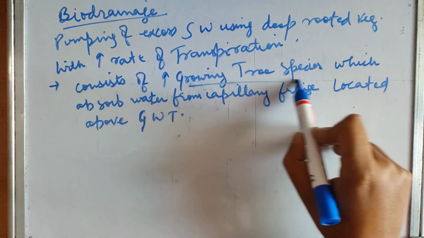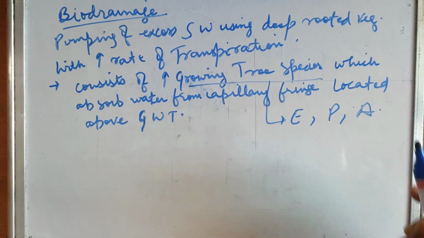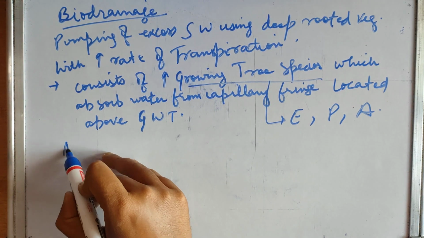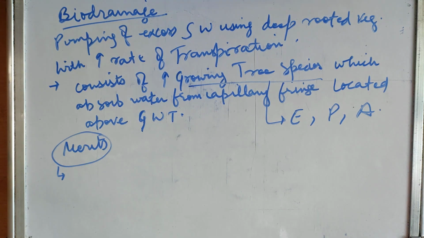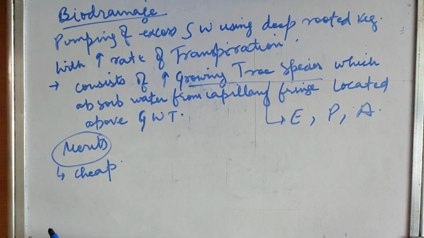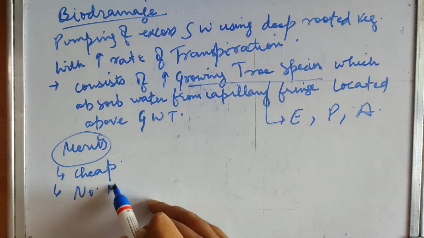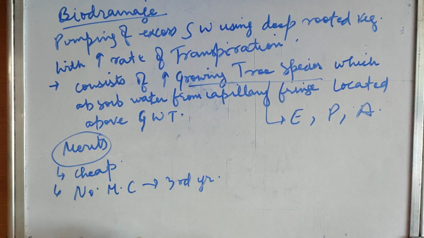So what type of tree species are used here? We will discuss eucalyptus, poplar, acacia, etc. Now what are the merits of biodrainage? First of all, it is cheap. No maintenance cost from the third year. In the first 2 years we need some maintenance cost for planting and establishment of the crop.